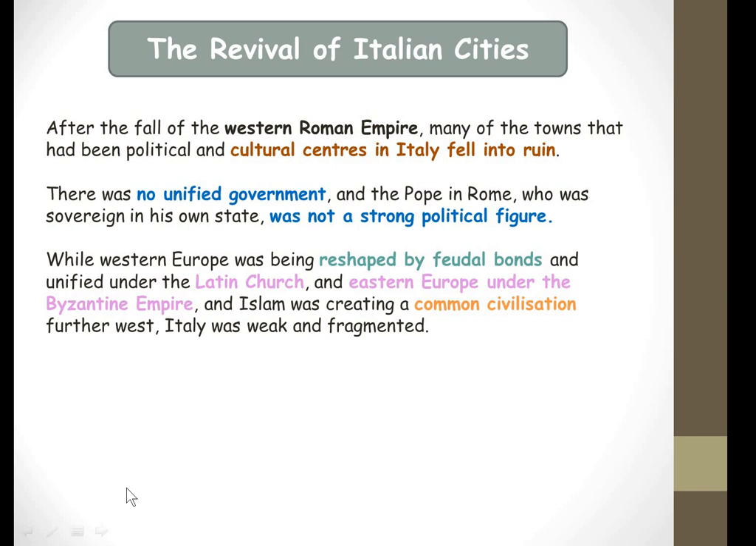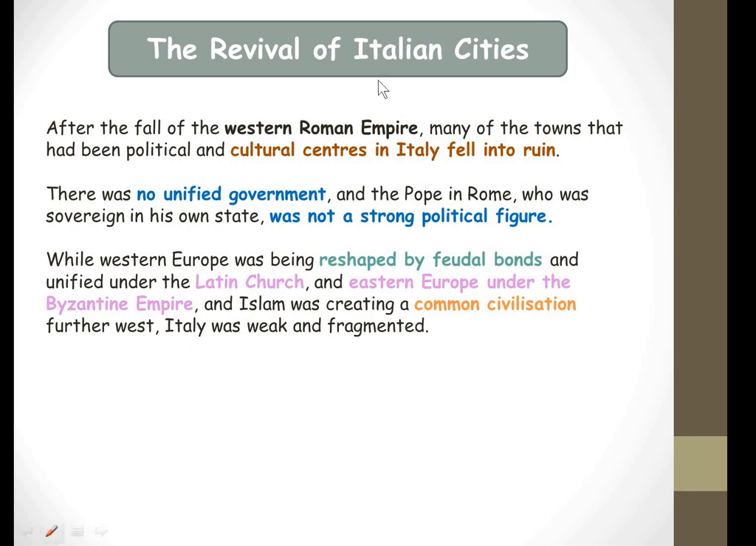The Pope in Rome was a sovereign in his own state. He was a strong political figure. He started ruling. Without a particular body of government, the Pope was all in all. In Western Europe, everything was reshaped by feudal bonds, and everything was unified under the Latin Church and, in Eastern Europe, especially under the Byzantine Empire.